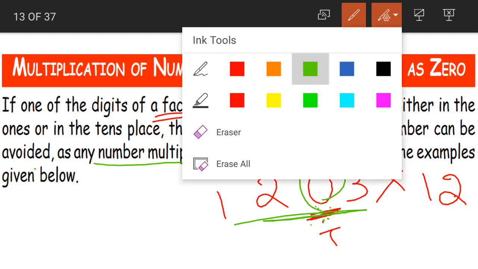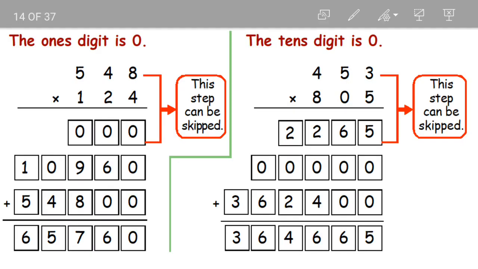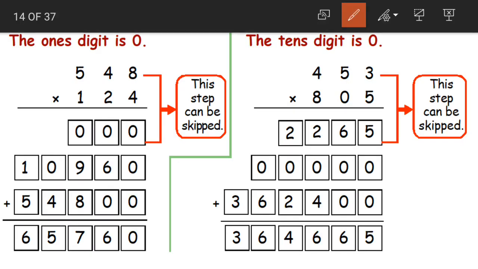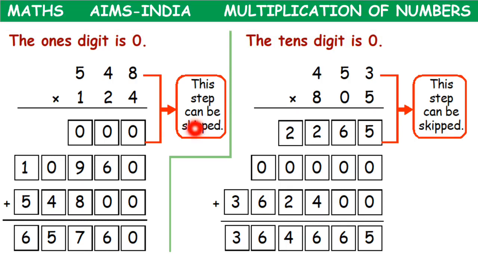Consider the given examples. We know, right children, any number multiplied by 0 is always 0. The product will be 0 only. We learnt it in the properties of multiplication. Now let us see the example so that we can understand it clearly.